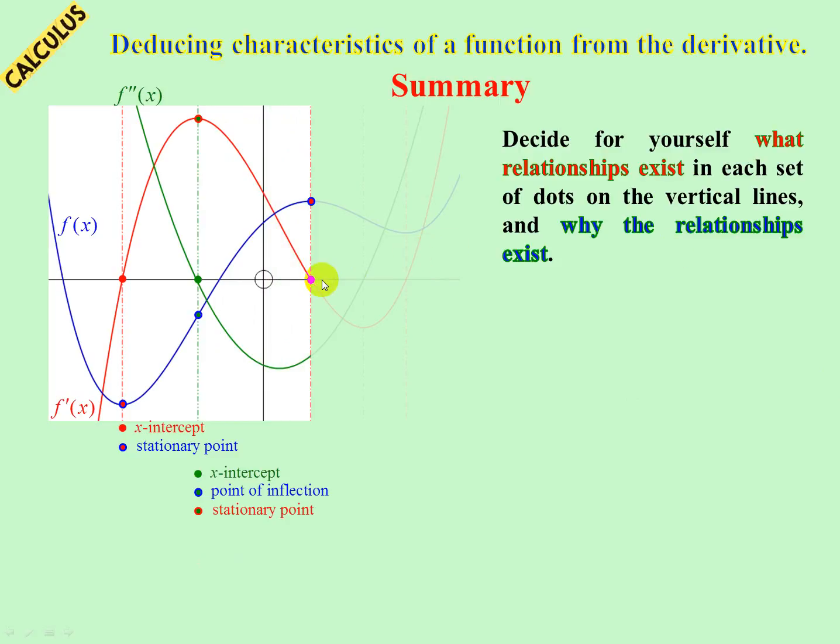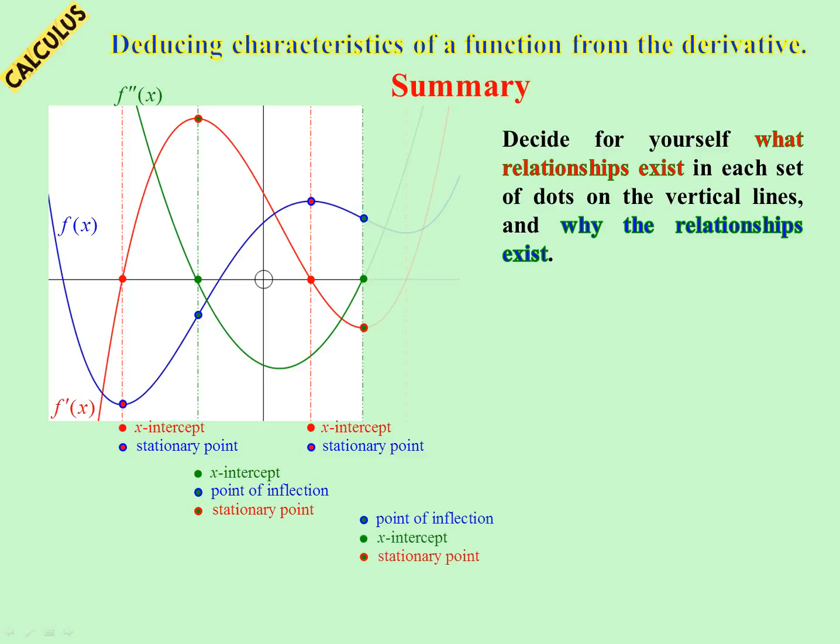Back to the red, the derivative: x-intercept, and stationary point for the function. Back to the second derivative intersecting, second derivative 0, turning point for the derivative, point of inflection for the original. And finally, once again, derivative 0, stationary point on f of x.